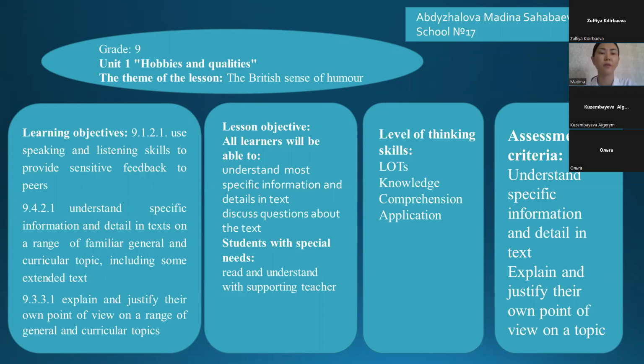Understand most specific information and the details in text. Discuss questions about the text. Students with special needs read and understand with the supporting teacher. Level of thinking skills: lower order thinking level, knowledge, comprehension, application. And I prepared assessment criteria for this goal. Understand specific information and the detail in text. Explain and justify their own point of view on a topic. Next slide, please.